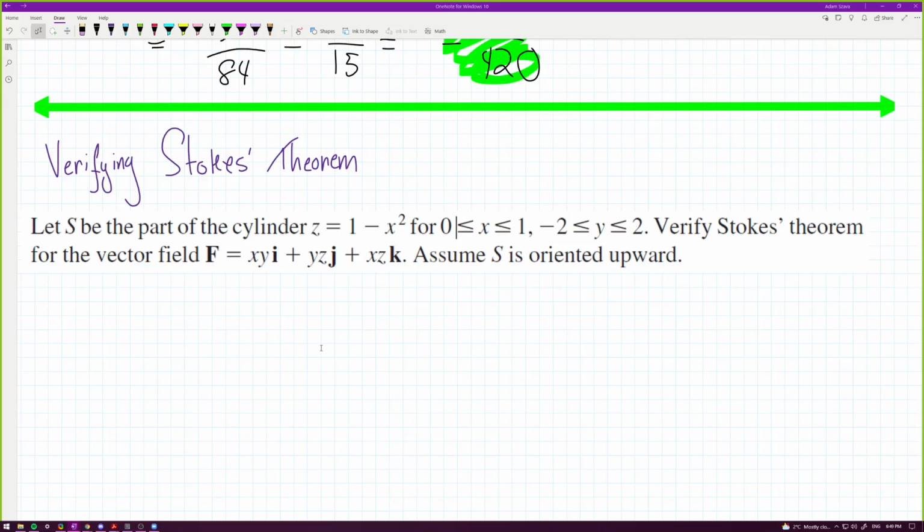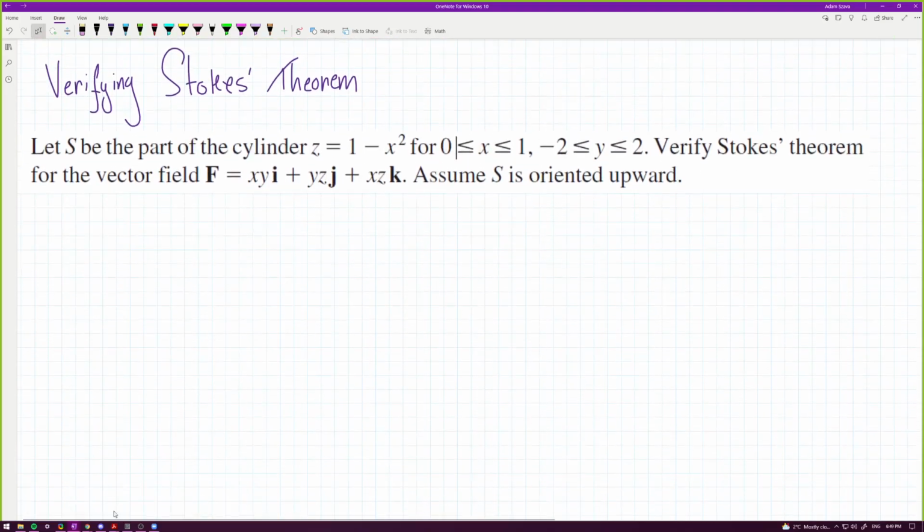So S is oriented upwards. Essentially, you just hear that and you say, okay, good. If it was oriented downwards, I'm quite certain you would just say the negative of the answer is what you get, because all the theorems assume oriented upwards. So if it's oriented downwards, you're just going to have a negative, right? And that's all about the normal to the surface, right?